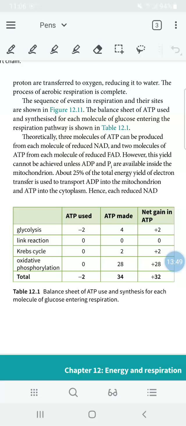Theoretically, 3 molecules of ATP can be produced from each molecule of reduced NAD.